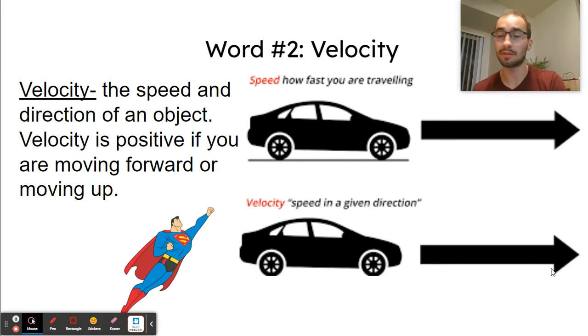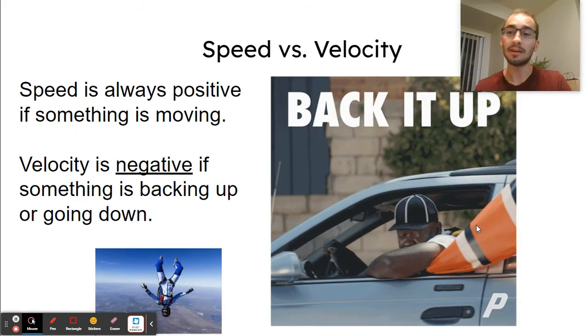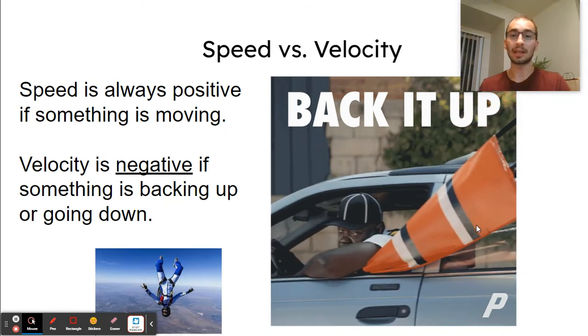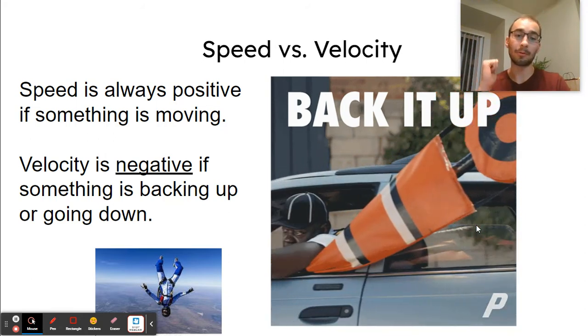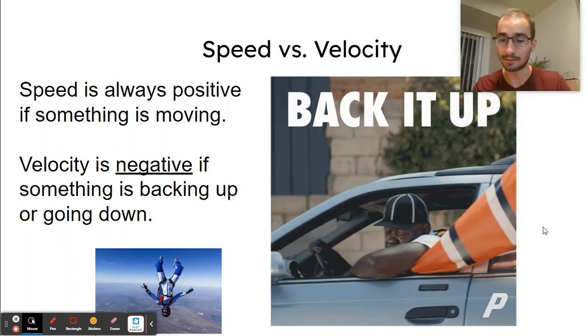Velocity is positive if you're moving forward or going up. That'll make velocity positive. And what makes velocity different from speed, which is always positive, is that velocity can be negative. Velocity is negative if you're going back or if you're going down. That's when we'll make velocity negative.